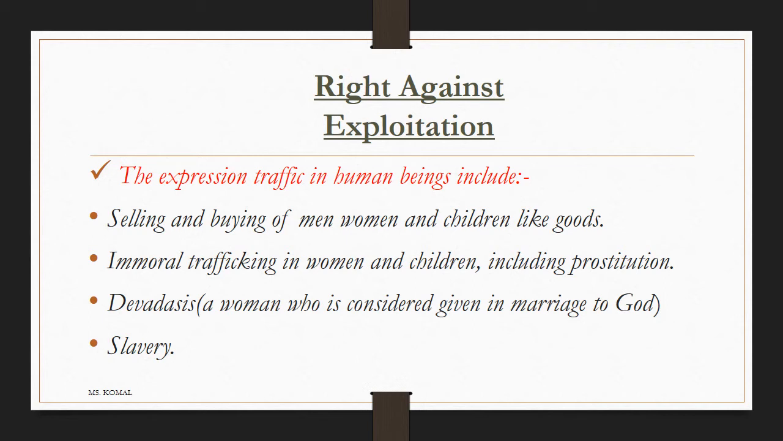And the fourth, the right against exploitation, talks about slavery, that you cannot ask somebody to work as forced labor. So Article 23, which talks about prohibition of traffic in human beings and forced labor, is specially categorized into these subheadings.